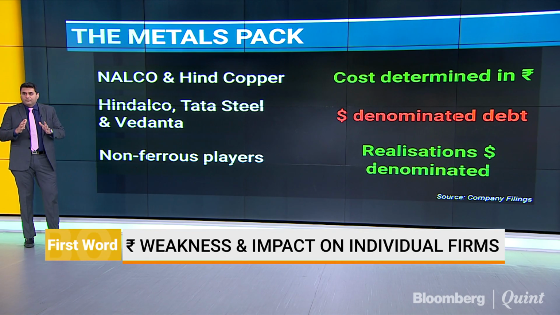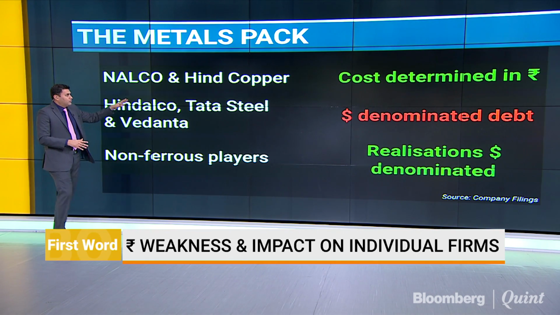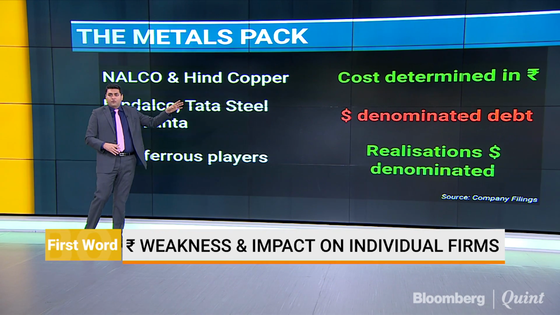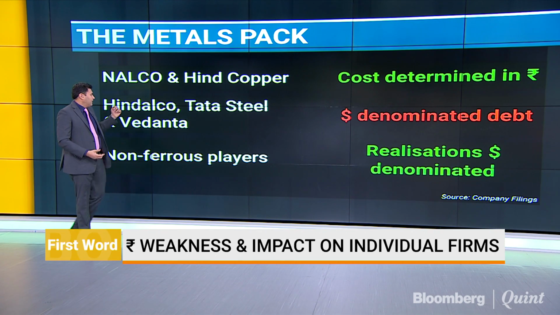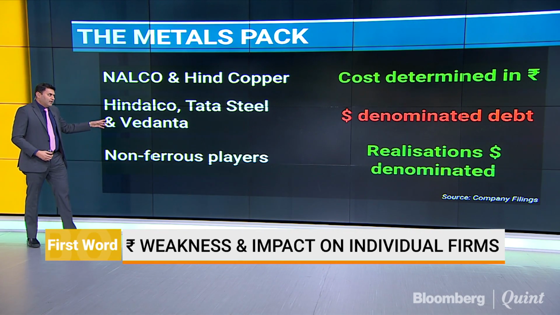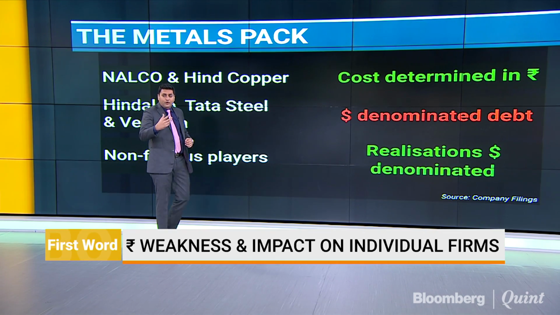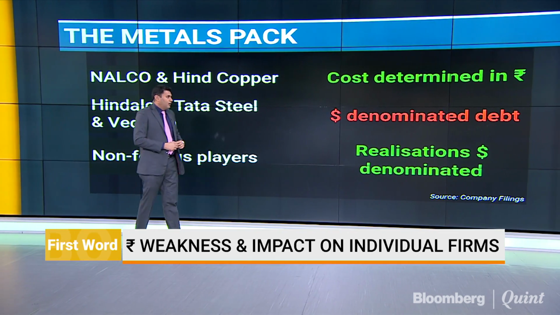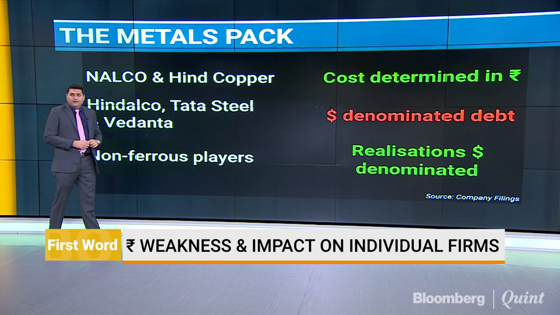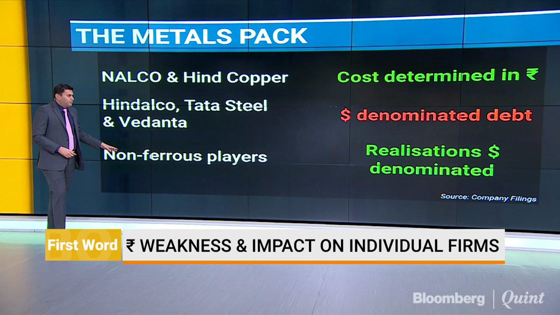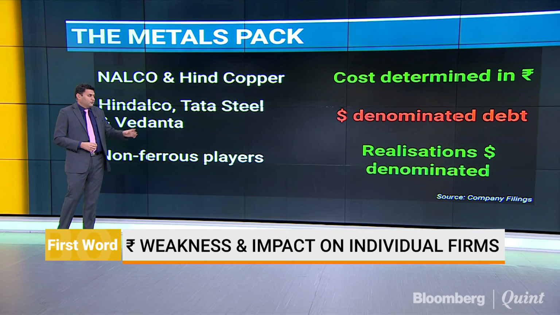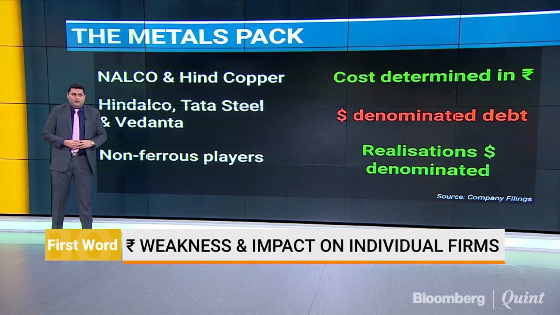Now, basically, in terms of, that's what I was saying, Nalco and Hindustan Copper, the costs are determined in rupee, but the realizations are in dollars, so they benefit. Hindalco, Tata Steel, Vedanta, they have a dollar denominated debt. So on one side, for the exports and the overseas operations, they benefit, but because of the debt, that's a negative impact. And the non-ferrous players are impacted much better because realizations are dollar denominated for them.